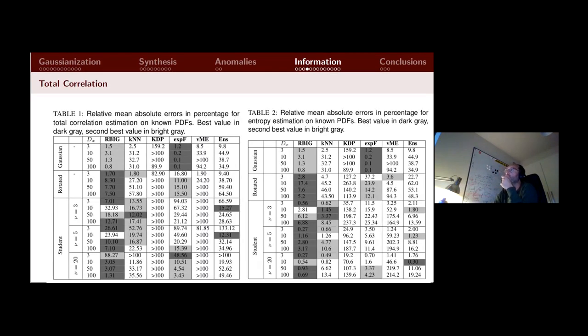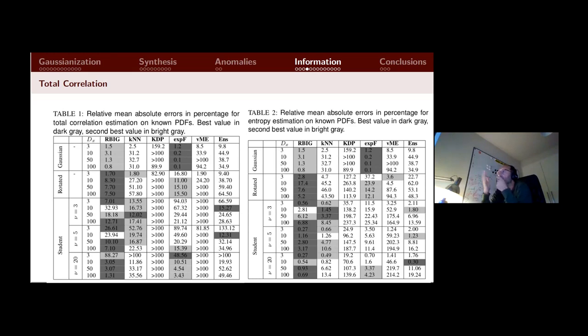Okay, and in order to check the estimation results, we did a lot of validation with PDFs for which we have ground truth, basically three standard PDFs. So the Gaussian distribution with zero mean and random covariance matrices, a linear transform of a uniform distribution, and a multivariate Student distribution with different degrees of freedom that basically controls the heaviness of the tails, the weight of the tails.